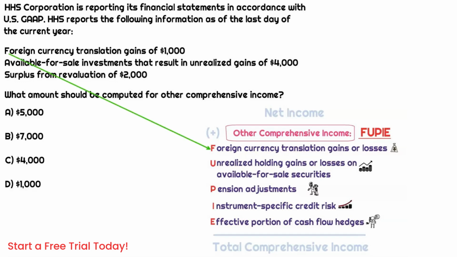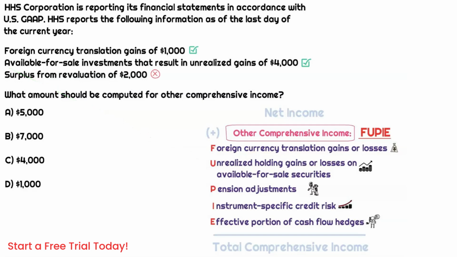Okay, so the F in our FOOPB mnemonic stands for foreign currency translation gains or losses. So the $1,000 amount would be included. Same goes for the available for sale securities that result in unrealized gains. The U in our FOOPB mnemonic stands for unrealized gains or losses from available for sale securities. All right, so not trading securities, not held to maturity, available for sale. So the $4,000 would also be included.